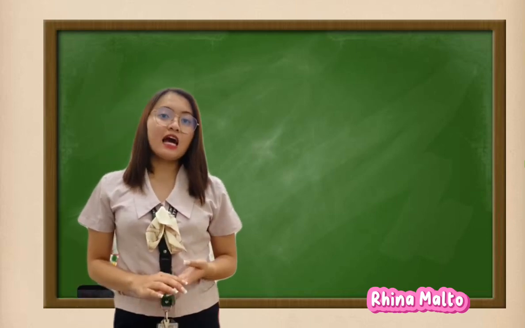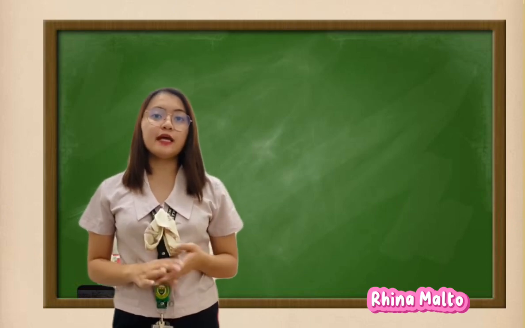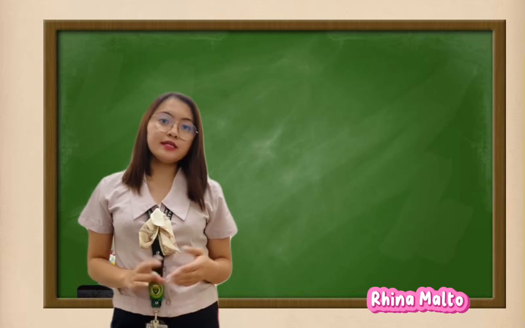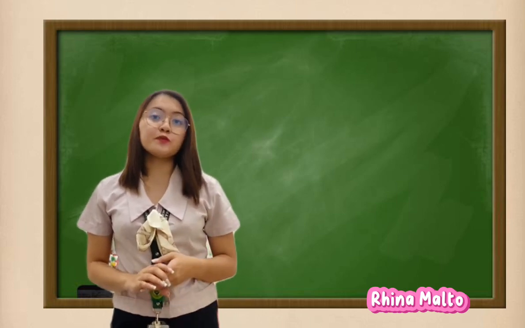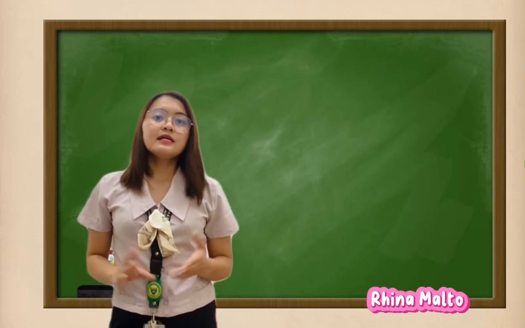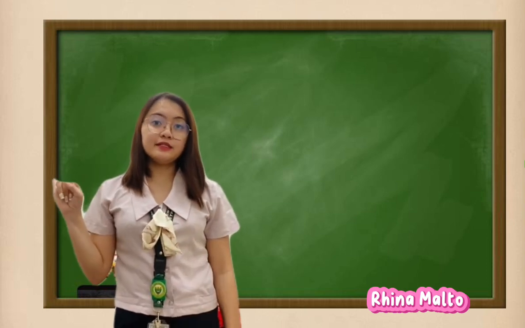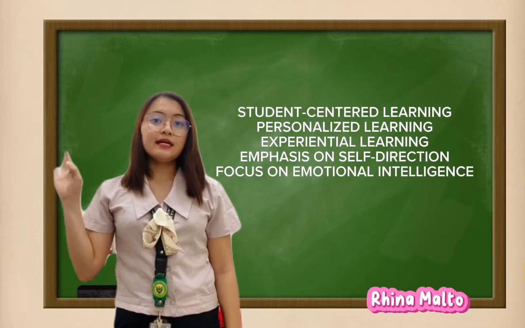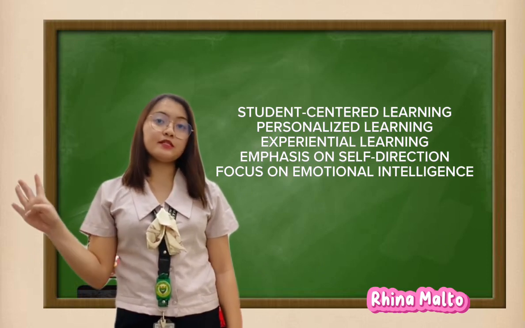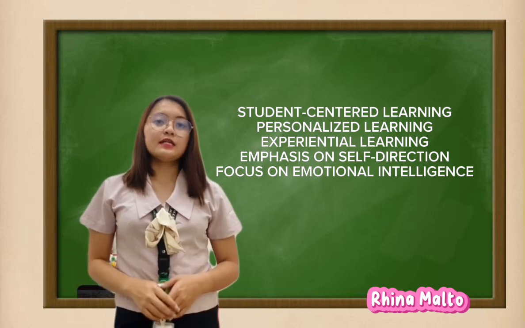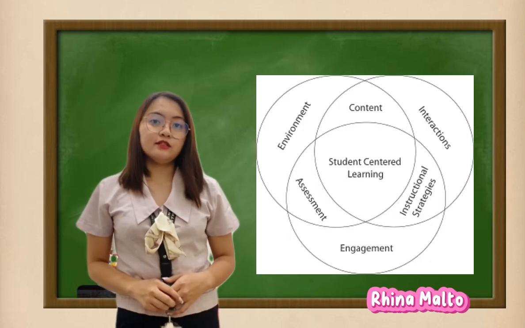Carl Rogers' ideas have had an impact on education and curriculum development, particularly through his emphasis on student-centered learning and the creation of supportive learning environments. Some influences of Carl Rogers in curriculum include student-centered learning, personalized learning, experiential learning, emphasis on self-direction, and focus on emotional intelligence. First is student-centered learning.